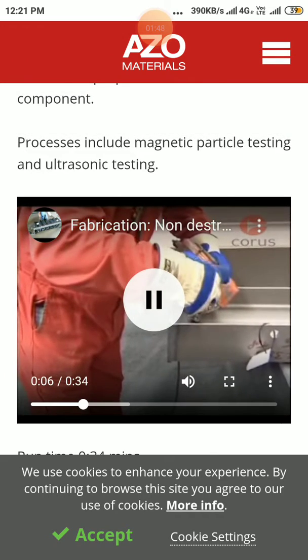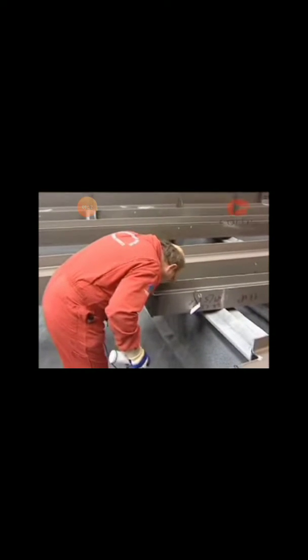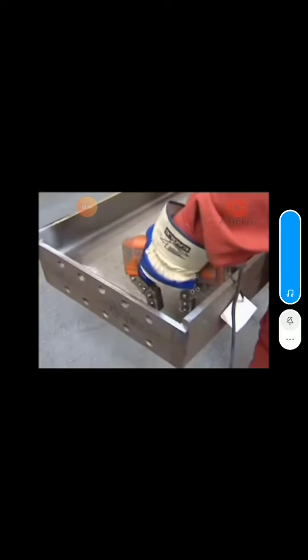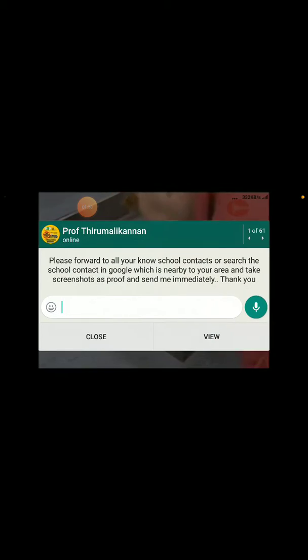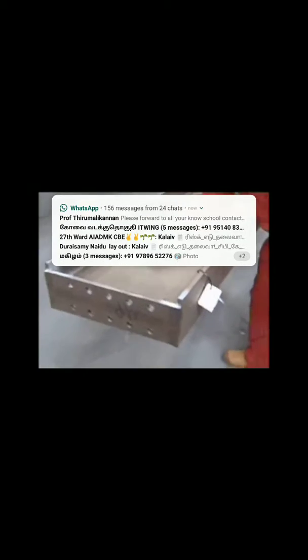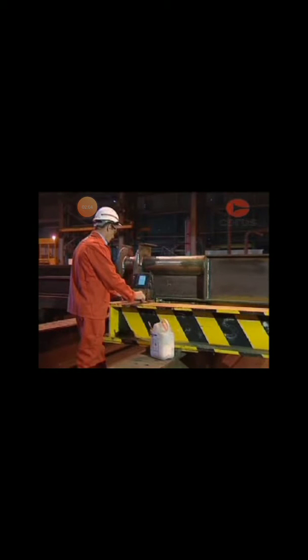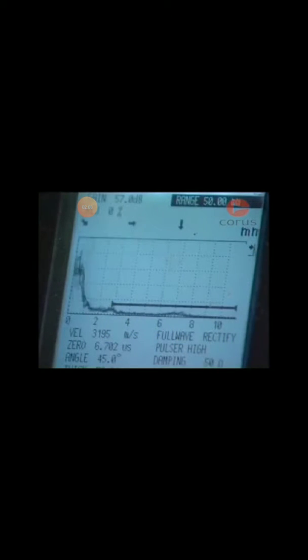Non-destructive testing ensures that welds are free from unacceptable defects, such as cracks and inclusions. The main NDT techniques are magnetic particle testing, which applies a magnetic liquid at the surface of the weld, and ultrasonic testing, which involves sending sound waves through the weld and interpreting the resulting echo pattern on an oscilloscope.